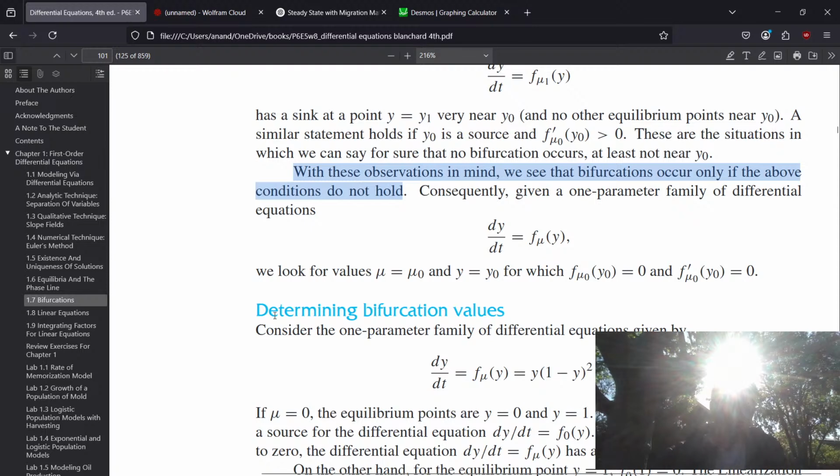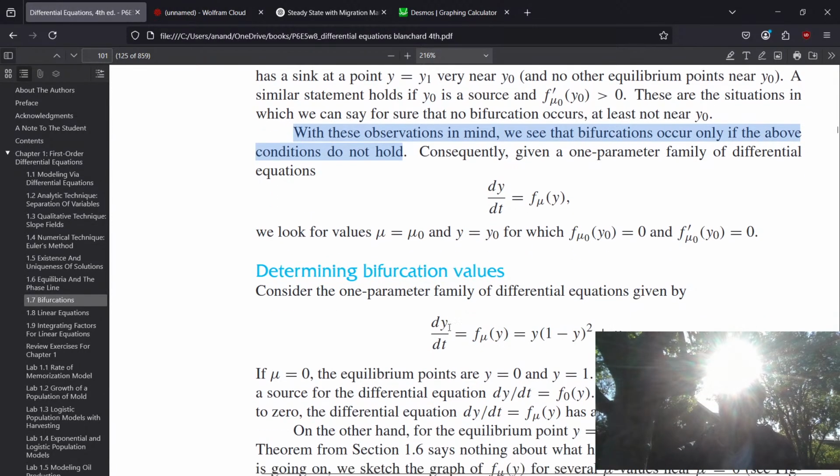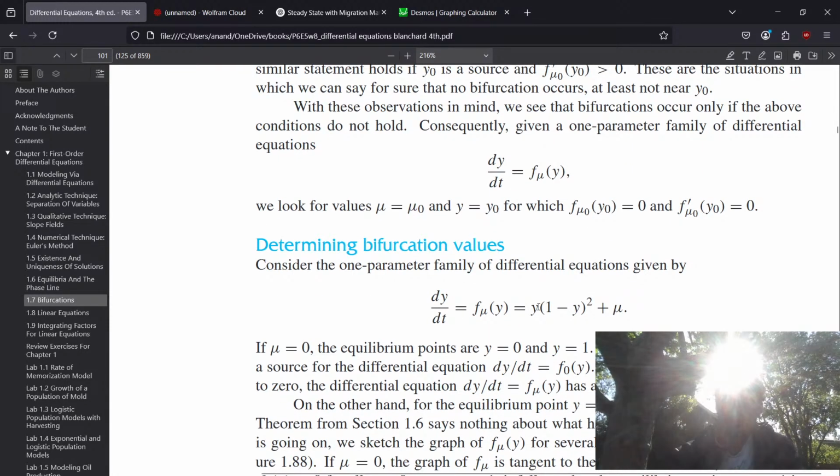Determining bifurcation values. Consider one parameter family. If mu equals 0, then we get this as our differential equation, and we have two equilibrium points. And then they evaluated what would that be?